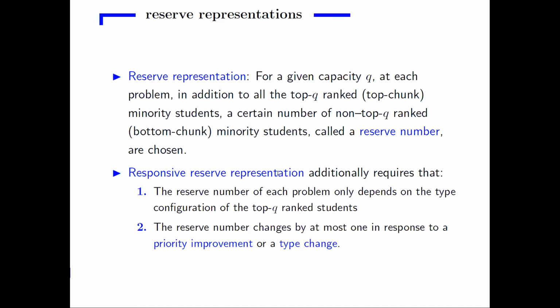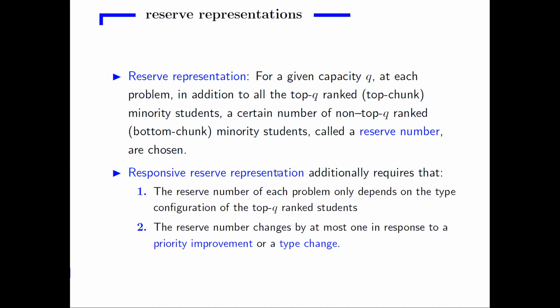Okay. The same thing with the type change. Say that in moving from one problem to another, one minority student turns out to be a majority. Then you can increase your reserve number at most by 1, not by 2, not by 3. Okay, so in a sense, this is sort of an unexpected structure that would come from the type of axioms that we impose. Our axiom has nothing to do with these numbers, but they just pop up mainly by the marriage of substitutability and responsiveness.